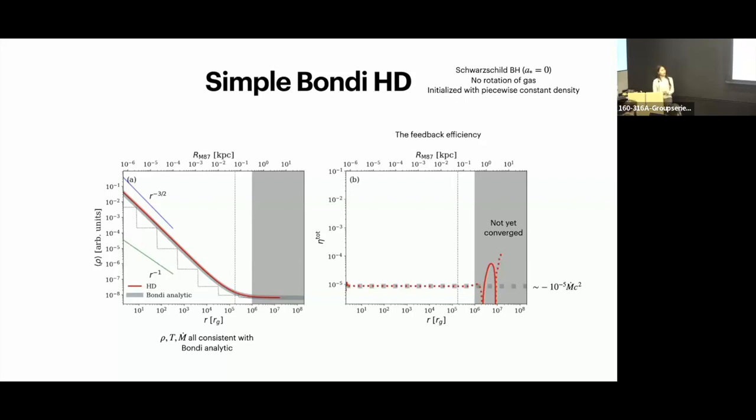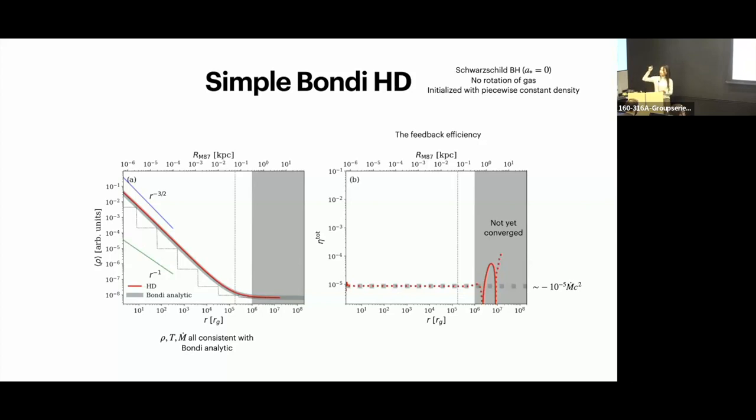So here I'm showing the simulation result along with analytic solutions. The analytic solutions are shown in thick gray line, and the simulation hydrodynamics results are shown in red line. You can see that in the first panel, that's density as a function of radius in gravitational units from 2 RG to beyond the Bondi radius, which is around 2 × 10⁵.